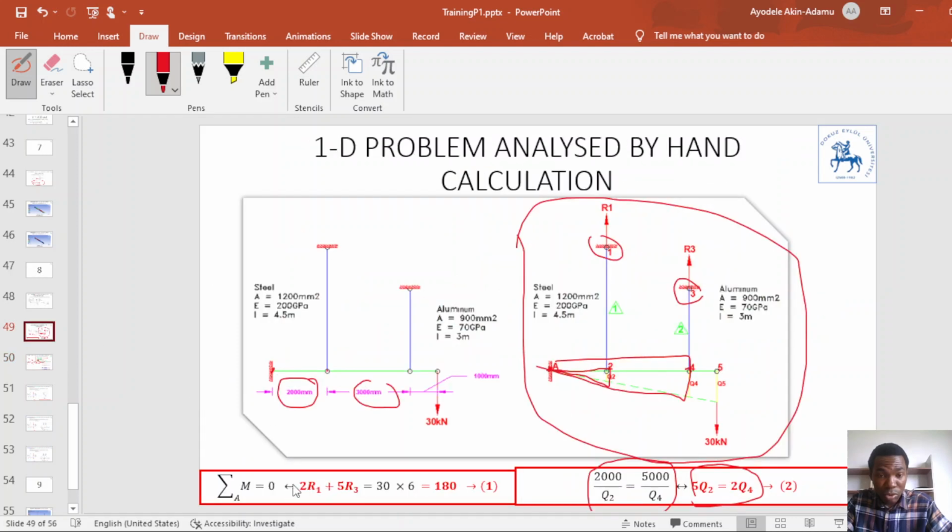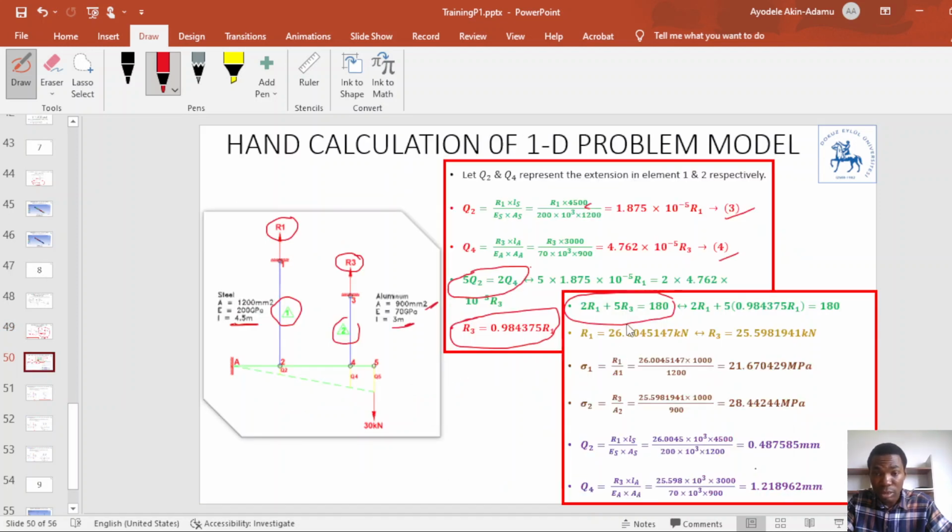This equation 1, 2R1 plus 5R3 equals 180, is also written here. So if we substitute the value of R3 in this equation, we can get our R1, our reaction at node 1, to be 26.0045147 kilonewton. And the reaction at R3, if we substitute R1 back into this equation, we get R3 equals 25.598191 kilonewton.